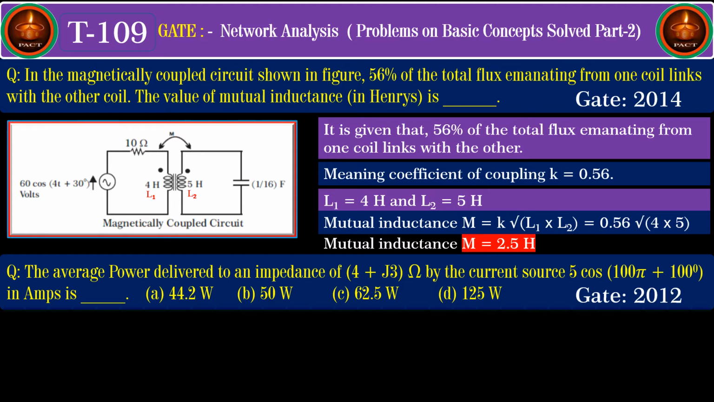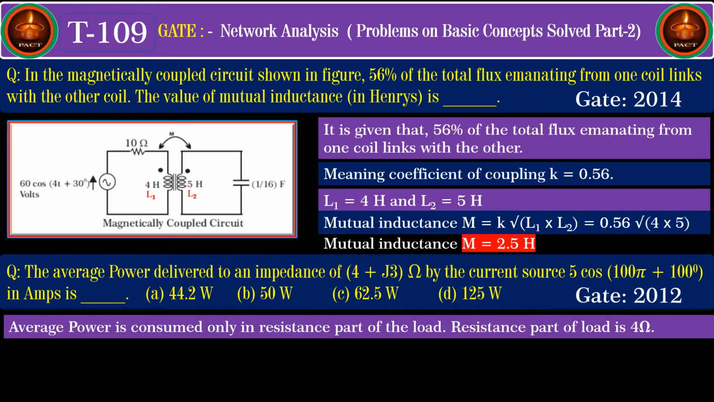In this question, it says that the average power delivered to an impedance of 4 plus j3 ohm by the current source 5 cos(100 pi t plus 100 degrees) amperes is. The options are given and we have to find out the correct option. You see that the load impedance is given, the current equation is given. So, the average power is consumed only in the resistance part of the load, that you have to understand, and the resistance part of the load is 4 ohm because ZL is equal to 4 plus j3.